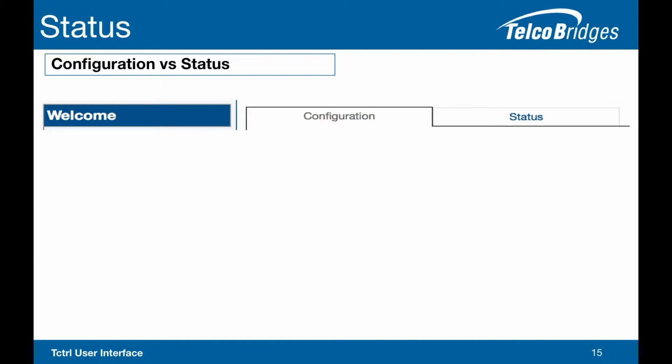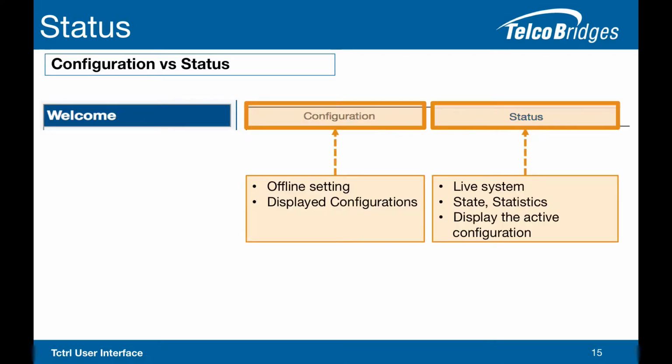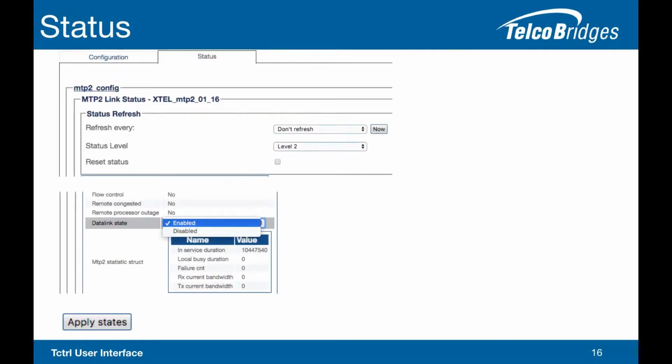Most elements in a configuration show two tabs in the main view, the configuration and the status tab. The configuration tab shows settings of the displayed configuration, while the status tab shows the live state and statistics of the active configuration. For example, let's look at an SS7 MTP2 link status.